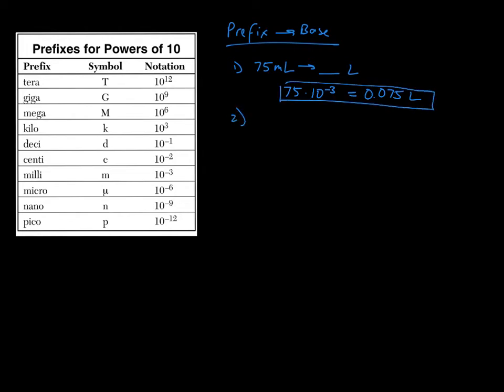Another example, let's try 480 centimeters going into meters. Once again, you're going to take whatever number you have here. You look for centi. Centi's right here. You're going to multiply, going from left to right, by the notation, times 10 to the negative 2, which equals 4.8 meters.